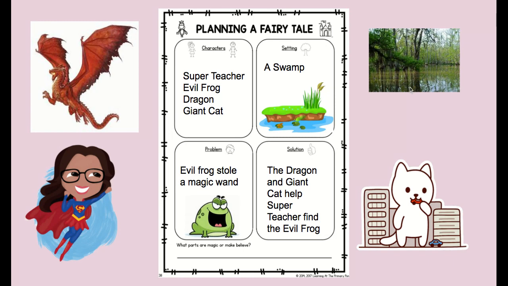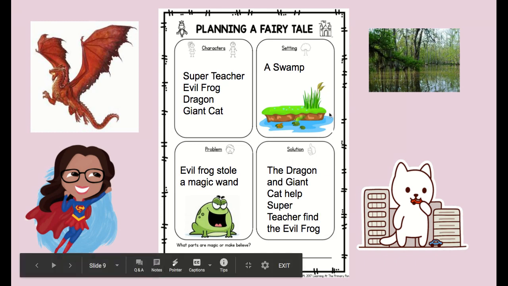It's just kind of like a lake, and it has a lot of trees and a lot of water. That's usually where frogs live. So I want my story to take place in a swamp. Now, the problem of my story will be that the evil frog will steal a magic wand from the super teacher. So that's going to be my problem, that the evil frog stole a magical wand from the super teacher.